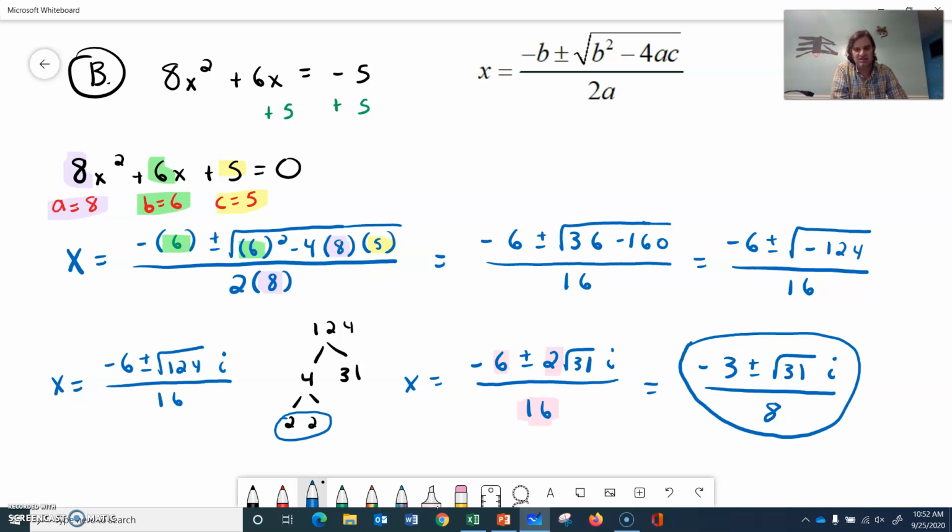And it is, once again, an imaginary complex number. I could separate into complex parts if I wanted to, but I'm just going to leave it there.